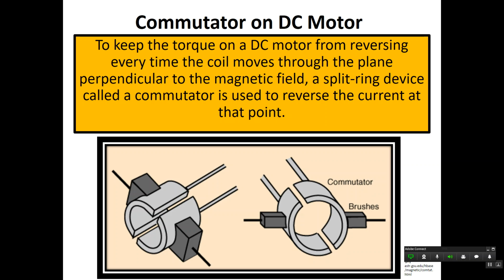Here's another image and explanation for that commutator piece. I don't expect you to know exactly how it works because that's more electrical engineering, university level, but you should know that you need to have a flip of direction of the current in order to have a continuous circular motion. Okay? Any questions on that?